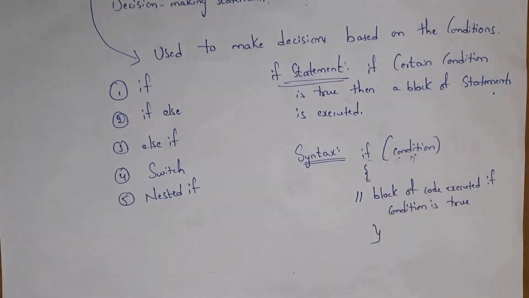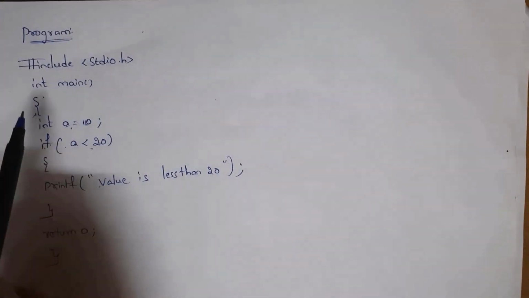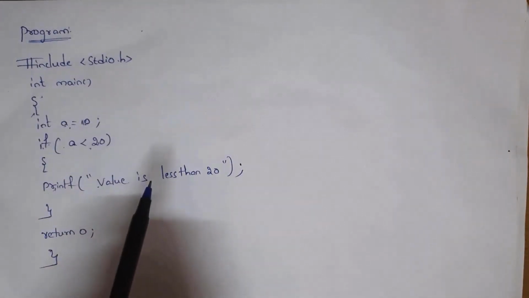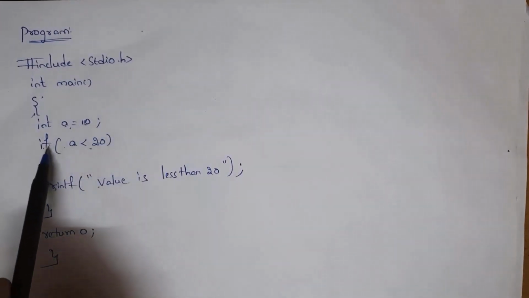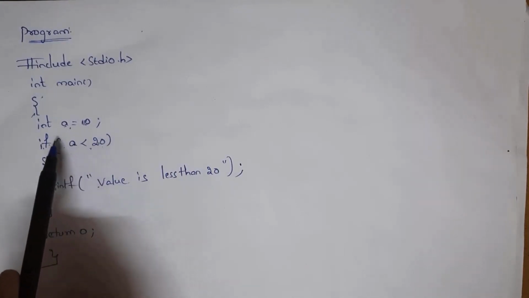I will give one program. First I written hash include stdio.h. After that I written int main, open curly bracket. Here I written int a equal to 10. I given value of a as 10. Now I written if a value is less than 20, guys, you need to give condition inside brackets.